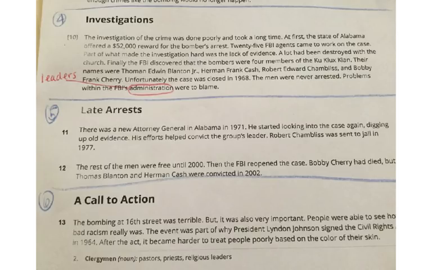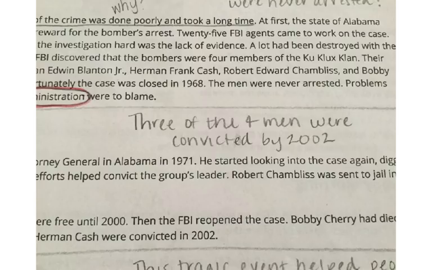What can you come up with as a summary for this section? Go ahead and write your summary, or you can wait for mine. Mine is that 3 of the 4 men were convicted by 2002. I was happy to see that Robert Chambliss was sent to jail relatively soon. I'm not sure that 14 years can be considered soon, but compared to 2002, when the last man had finally been convicted, it does seem like a more reasonable timeline.